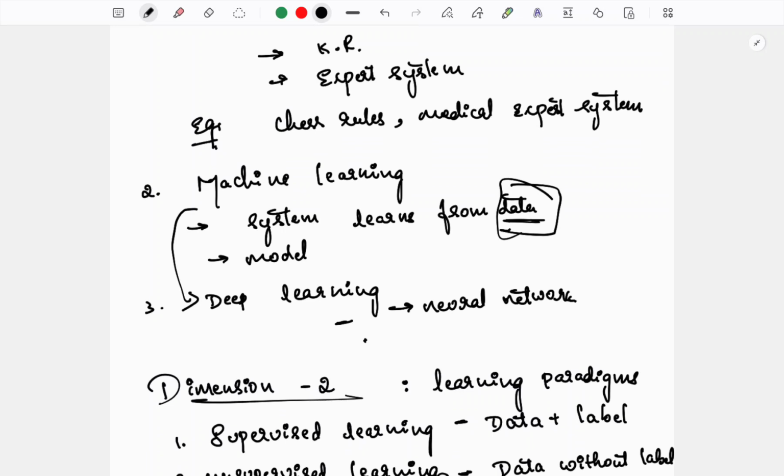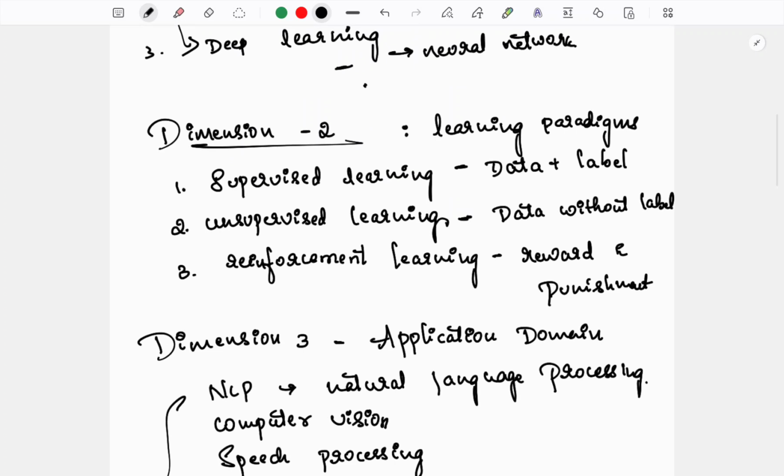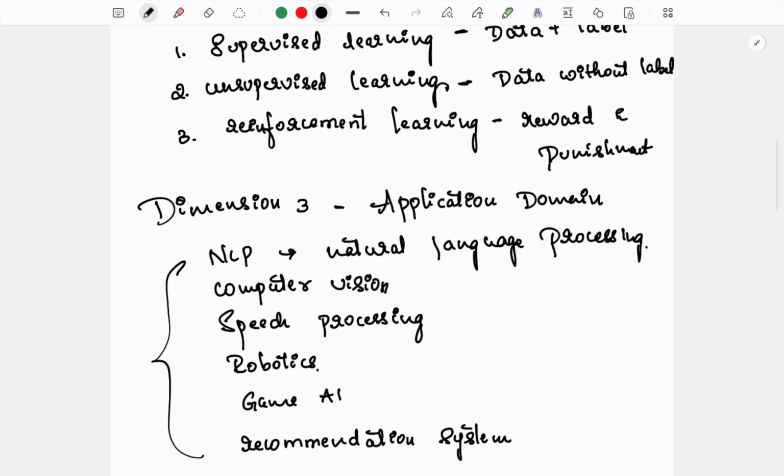We go deep into that next. Now, deep learning, that is neural networks, as I explained in our previous chapter. Deep learning is a subset of machine learning. Under dimension 2, we'll see the learning paradigms which fall under machine learning: supervised learning, which uses data plus label; unsupervised learning, data without label; and reinforcement learning, reward and punishment. And dimension 3 is the application domains, which in AI we use to solve problems using machine learning and deep learning.